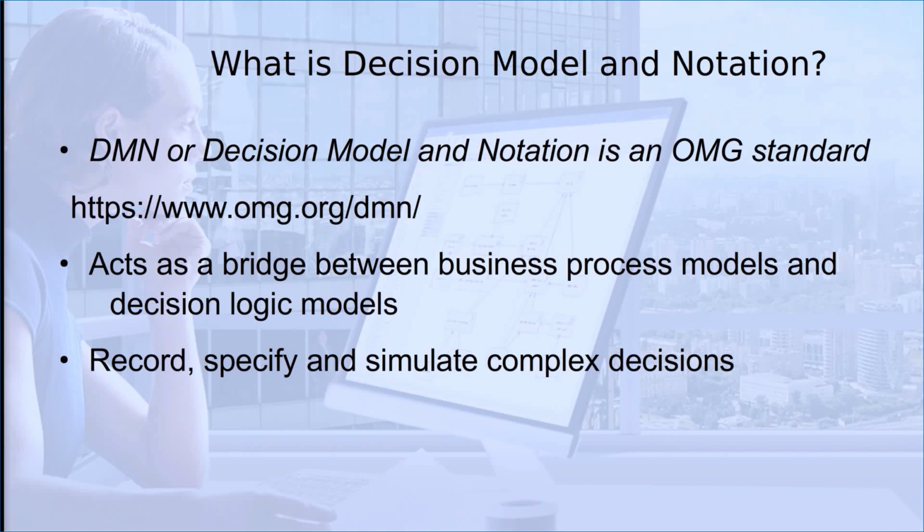DMN, or Decision Model and Notation, is an OMG standard that provides a comprehensive framework for modeling and executing decisions using visual diagrams, decision tables, and business rules. DMN helps organizations improve the decision-making process. It allows you to enhance transparency and achieve better business outcomes.